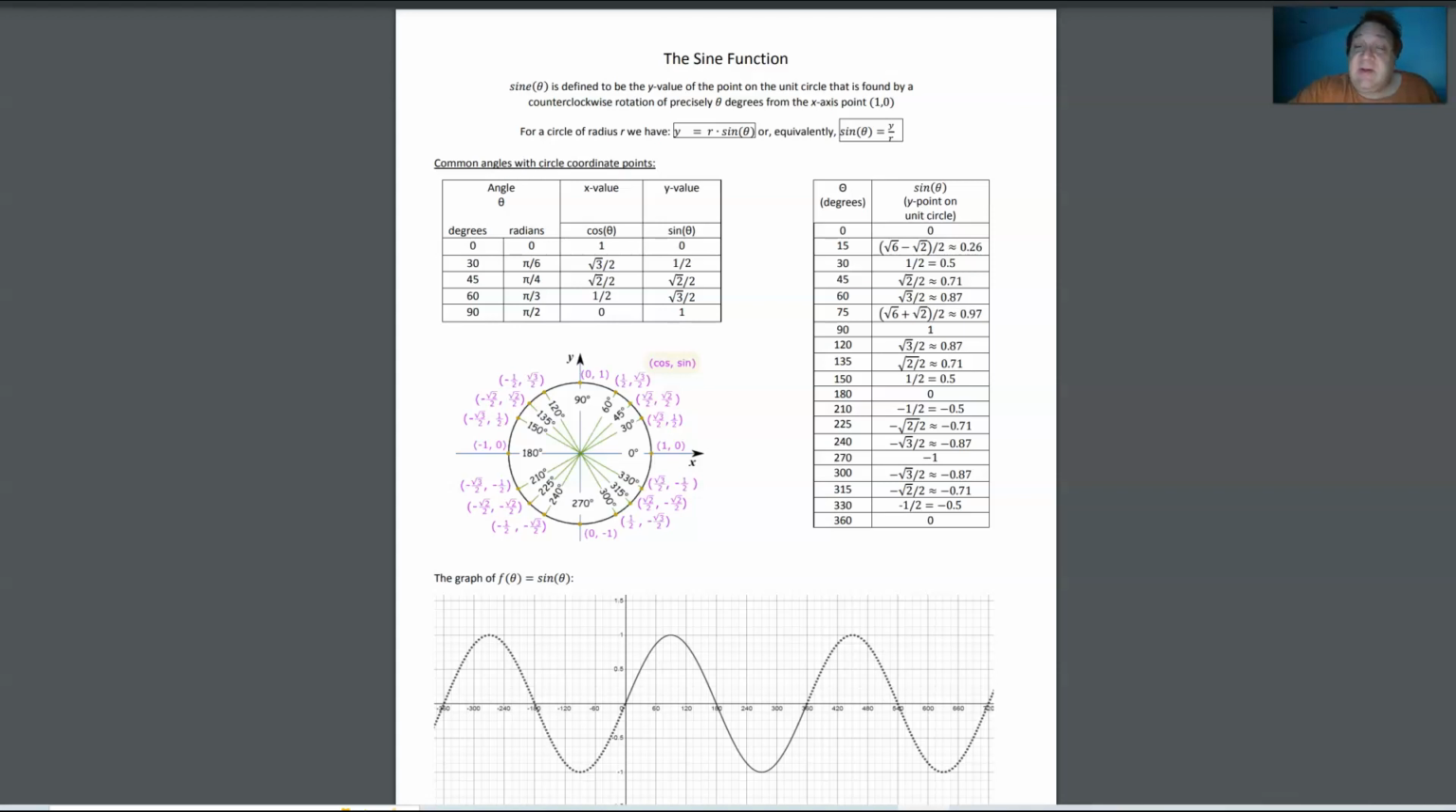So we looked a bunch at sine and cosine. We're going to be continuing sine and cosine this week, but we're also going to add in the other ones, tangent, cotangent, secant, and cosecant. We're going to be graphing all of those functions.